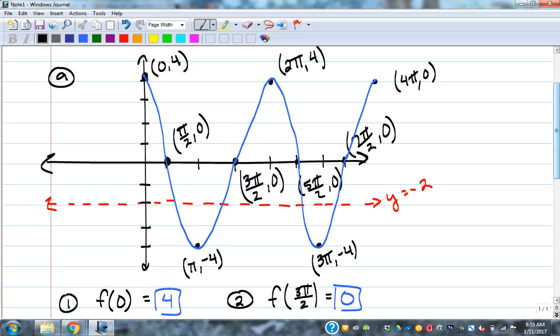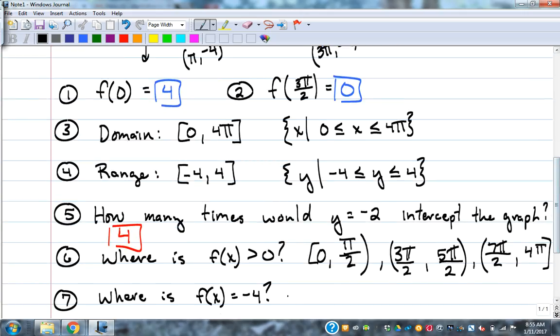Pi. Yeah, so we got that ordered pair pi, -4, and then we got the next one over there to the right of that, 3 pi, -4. So the answers for this, 2 different answers. You got x equals pi and x equals 3 pi.